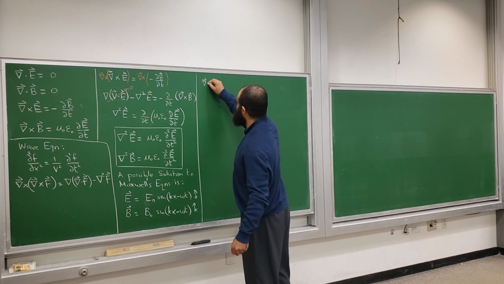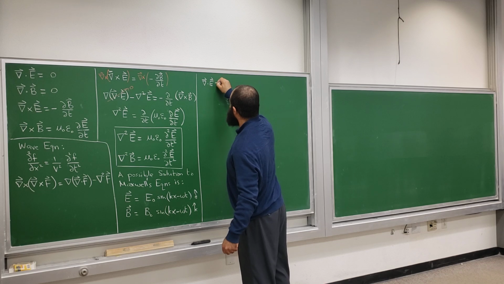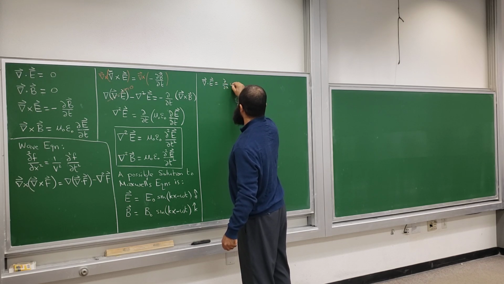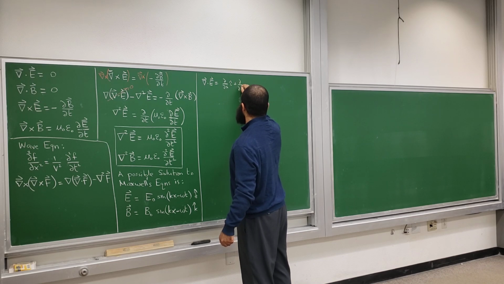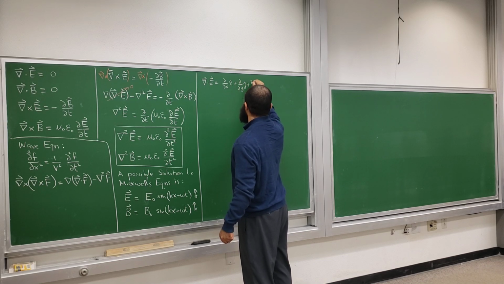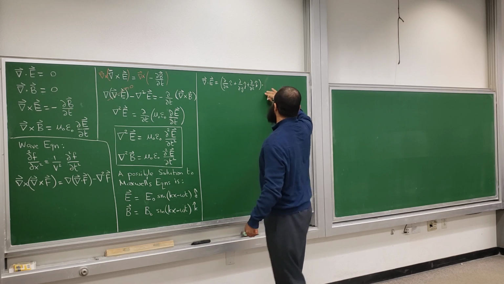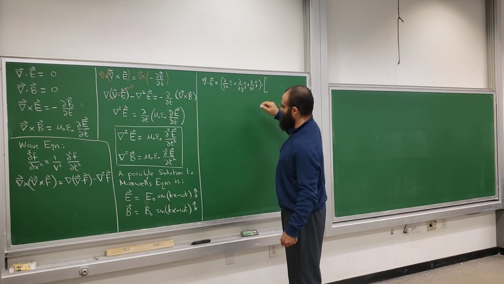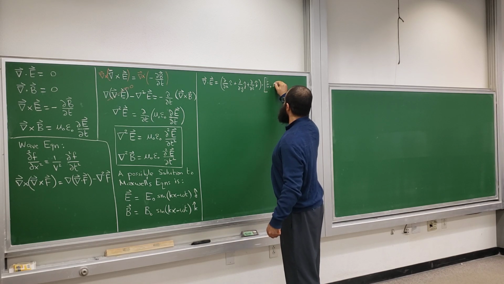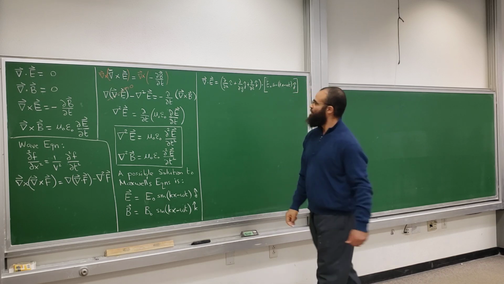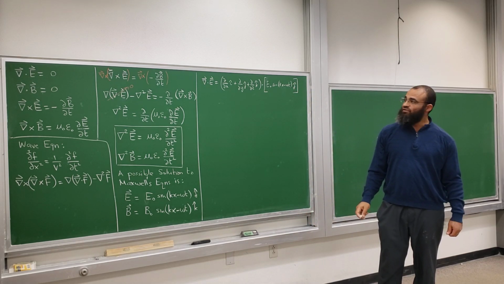So the divergence of V, let's see what we get. Okay, first, what does it mean to do the divergence? It looks like this. Partial of x i hat plus partial of y j hat plus the derivative with respect to z k hat, dot product with E. What's E? E is this. E naught sine of kx minus omega t, j hat. All right?